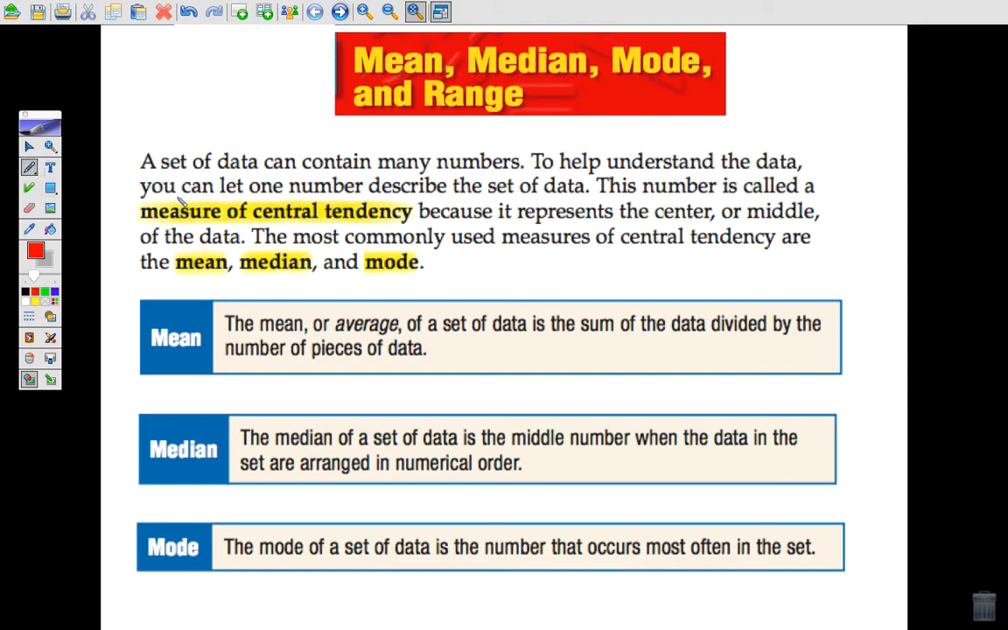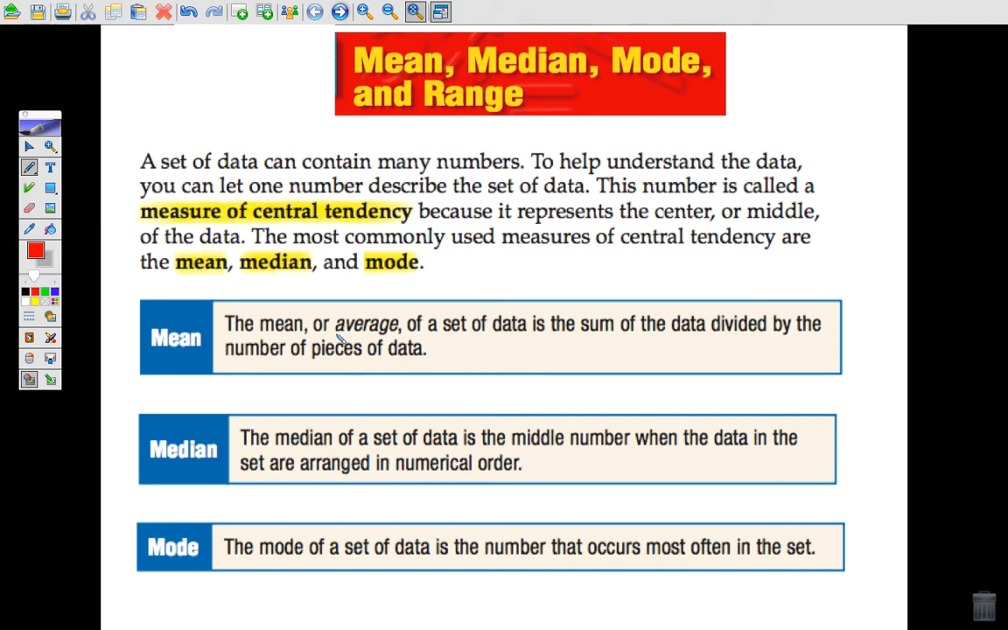So a set of data can contain many numbers. To help understand the data, you can let one number describe the set of data. This number is called a measure of central tendency because it represents the center or the middle of the data. The most commonly used measures of central tendency are the mean, the median, and the mode.